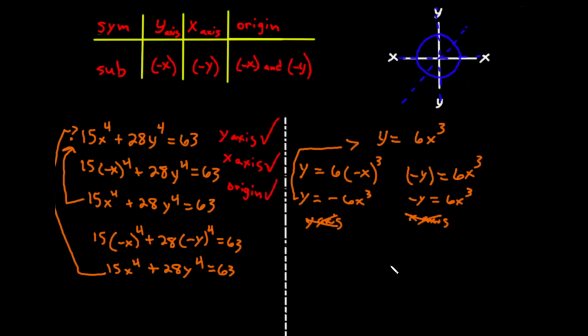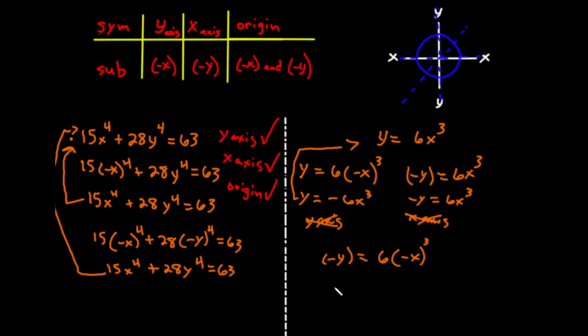Now, I don't want you to think that just because it doesn't have y-axis symmetry or x-axis symmetry that it doesn't have origin symmetry, because there's a good chance that it does. So we're going to take the same original equation. We're going to do both negative x and negative y and see what we get. So that's negative y is equal to 6, open parentheses, negative x, close parentheses, to the third power.